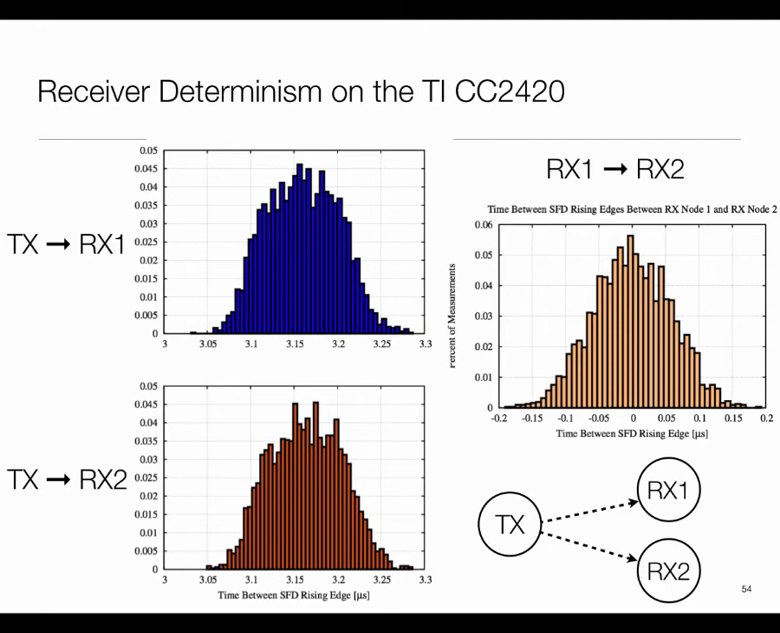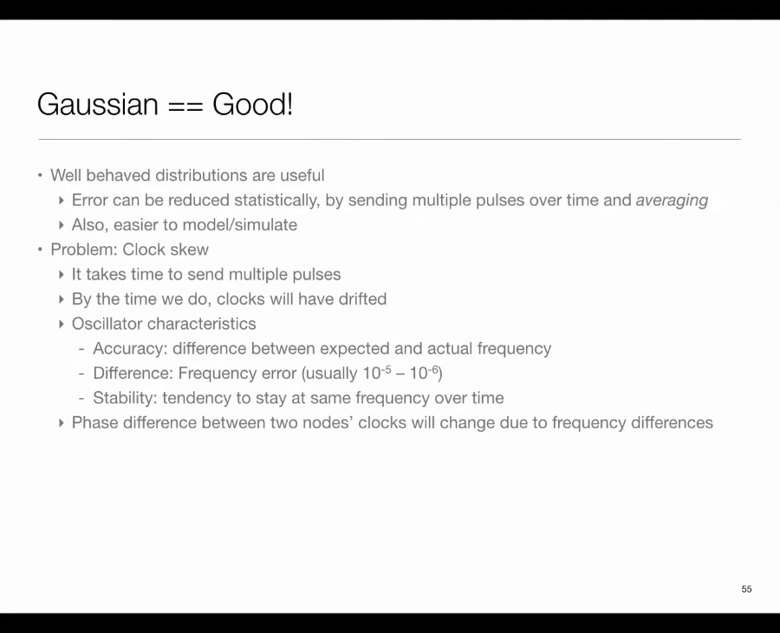Now, the other thing looking at this is that they look kind of Gaussian. Gaussian is good because that means I can make multiple measurements, average them out and cancel the error. Essentially, I have a sensor, in this case for offset measurement, which is being subjected to this Gaussian noise, and by taking repeated measurements, I can cancel that out. So error can be reduced statistically by sending multiple exchanges and then averaging over them.